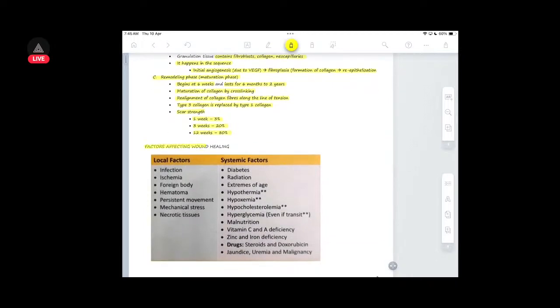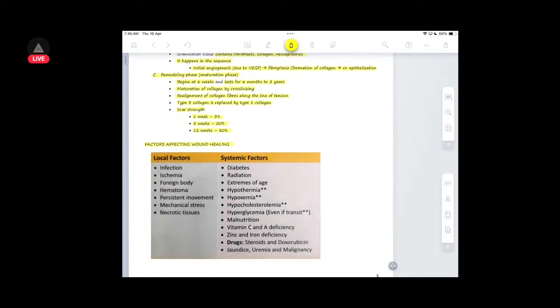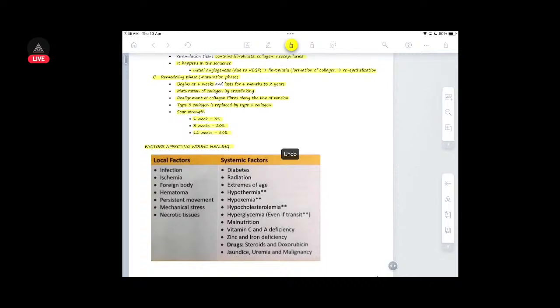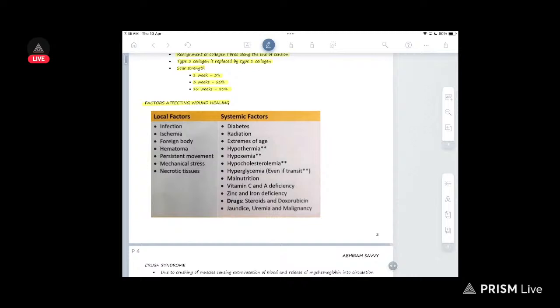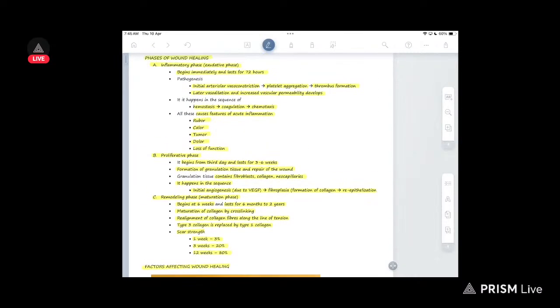So factors affecting wound healing, you have local factors and you have systemic factors. So damn, the color bleeds into it. Okay, so we have local factors. Yeah, just a second.